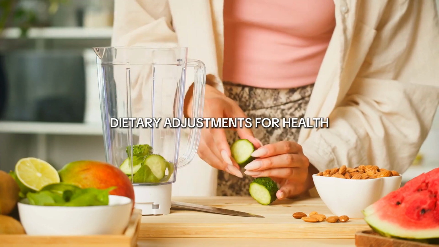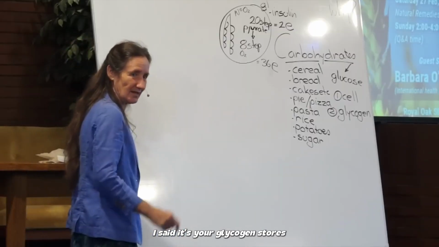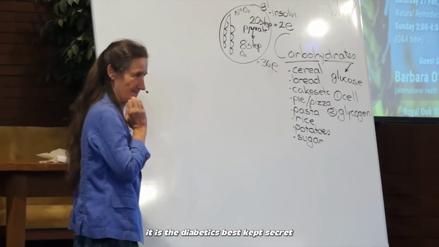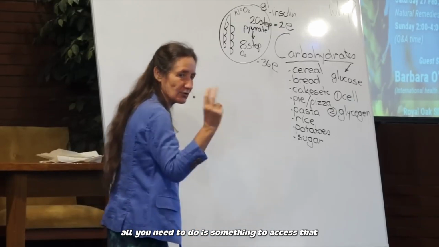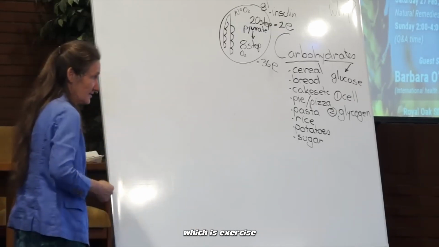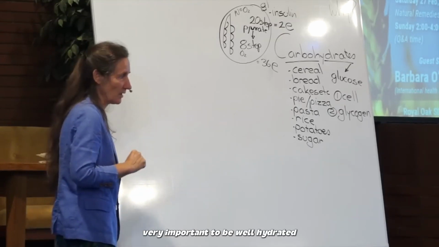Dietary adjustments for health. I said it's your glycogen stores. It is the diabetic's best kept secret. All you need to do is something to access that, and two things access it. Demand, which is exercise, and the other is water. Very important to be well hydrated.